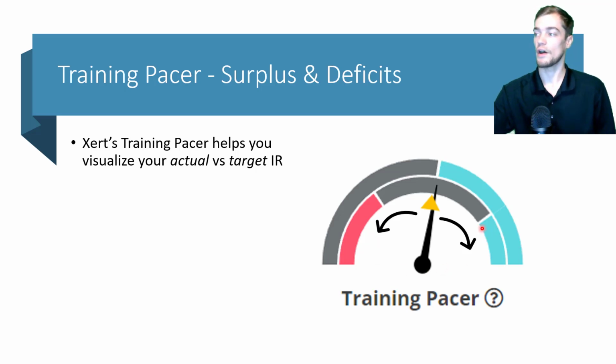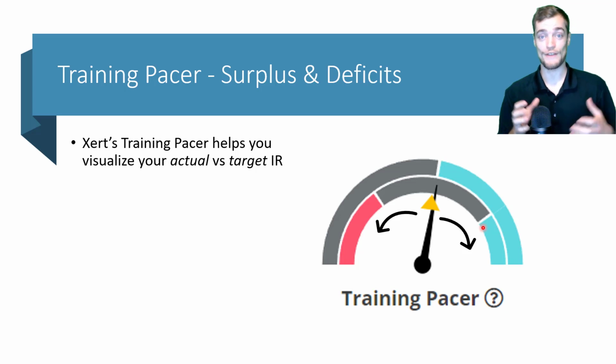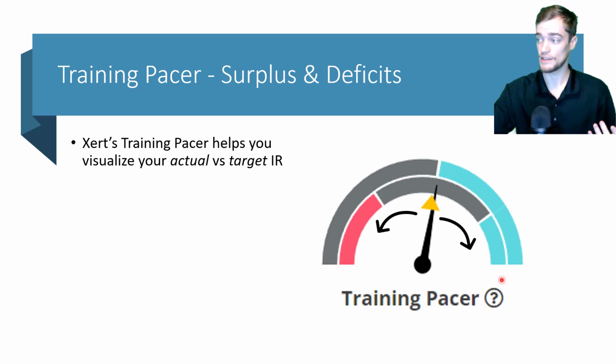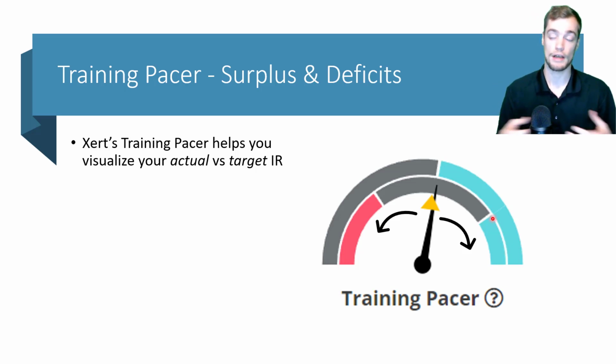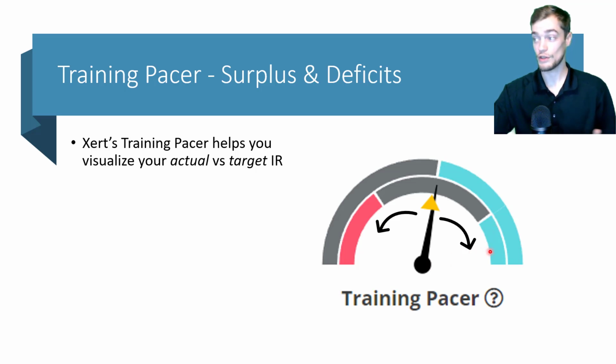On the other hand, all the way to the right-hand side, you'll notice a teal region here. If the needle is pointing into that teal region, Xert is telling you that you're very far ahead of your selected improvement rate. And so if the needle is pointed somewhere in this teal region, Xert will say you can either take time off, enjoy a rest day or two, or you can increase your improvement rate. You're so far over your currently selected improvement rate that you could perhaps select a more aggressive improvement rate.